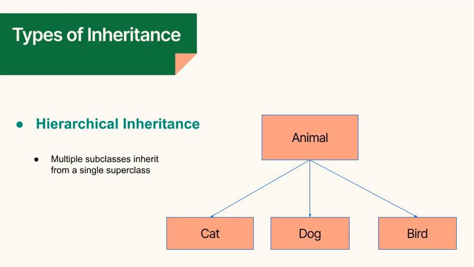Hierarchical inheritance. In hierarchical inheritance, multiple subclasses inherit from a single superclass. For instance, an animal class can be extended by classes such as dog, cat, and bird. Each subclass inherits common features from animal while adding its own unique behaviors.